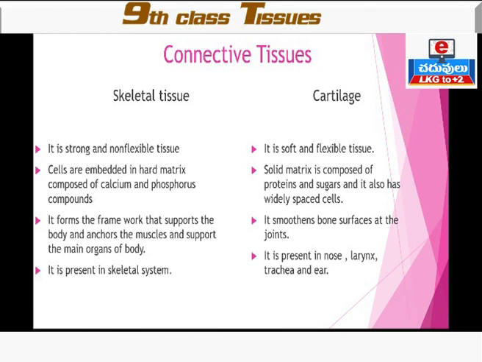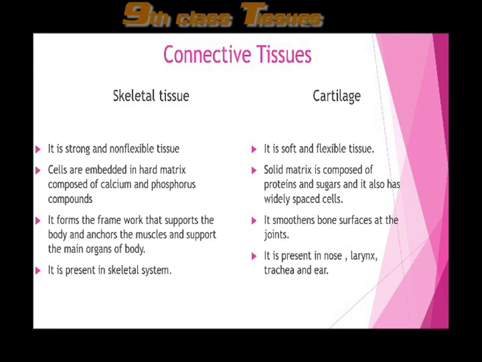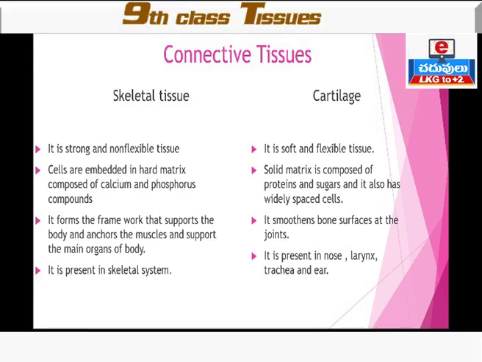The main function of the skeletal system is to form a framework that supports the body, anchors the muscles and supports the main organs of the body. The function of cartilage is to smoothen bone surfaces at the joints. The location of skeletal tissue is the skeletal system, and cartilage is present in the nose, larynx, trachea and ear. Larynx means the sound box. So these are the major differences between skeletal tissue and cartilage that you have to learn for the exam.